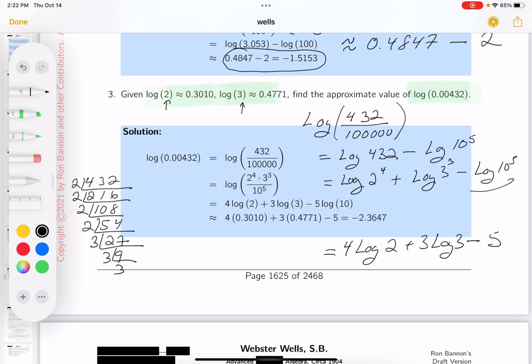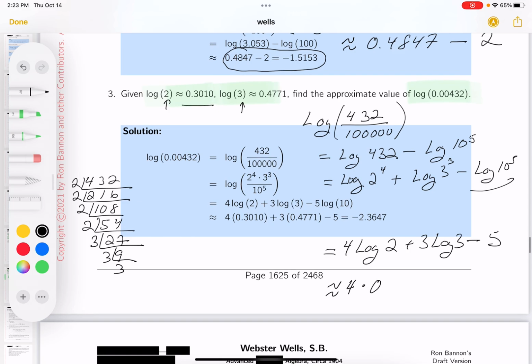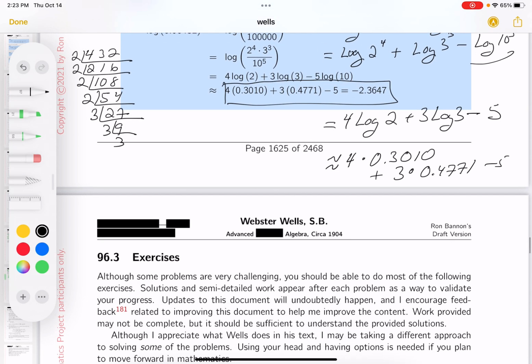All right, let's do this over here. It's approximately 4 log of 2, it's written over here, 0.3010, plus 3 times the log of 3, that's written over there, 0.4771, minus 5. I want to point out that stuff's written over here for you. Again, I'm not interested in doing arithmetic, but you can do it if you want. 4 times 0.3010, 3 times the 0.4771, minus 5, all right? Let's keep going. Oh, there's no more to do, which is good news.